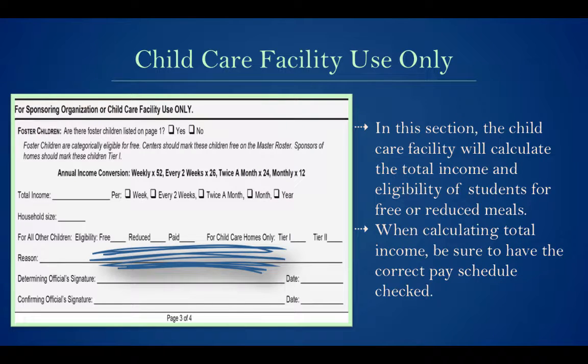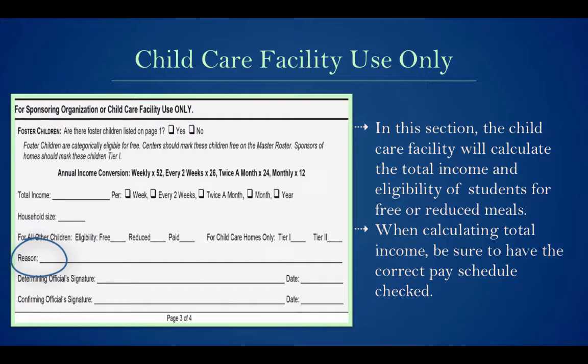Determine if the child is eligible for free, reduced, or paid, and check the appropriate box. For child care homes, select Tier 1 or Tier 2. Add in your reason, which is supported with income guidelines, and have the determining and confirming officials sign and date the form.